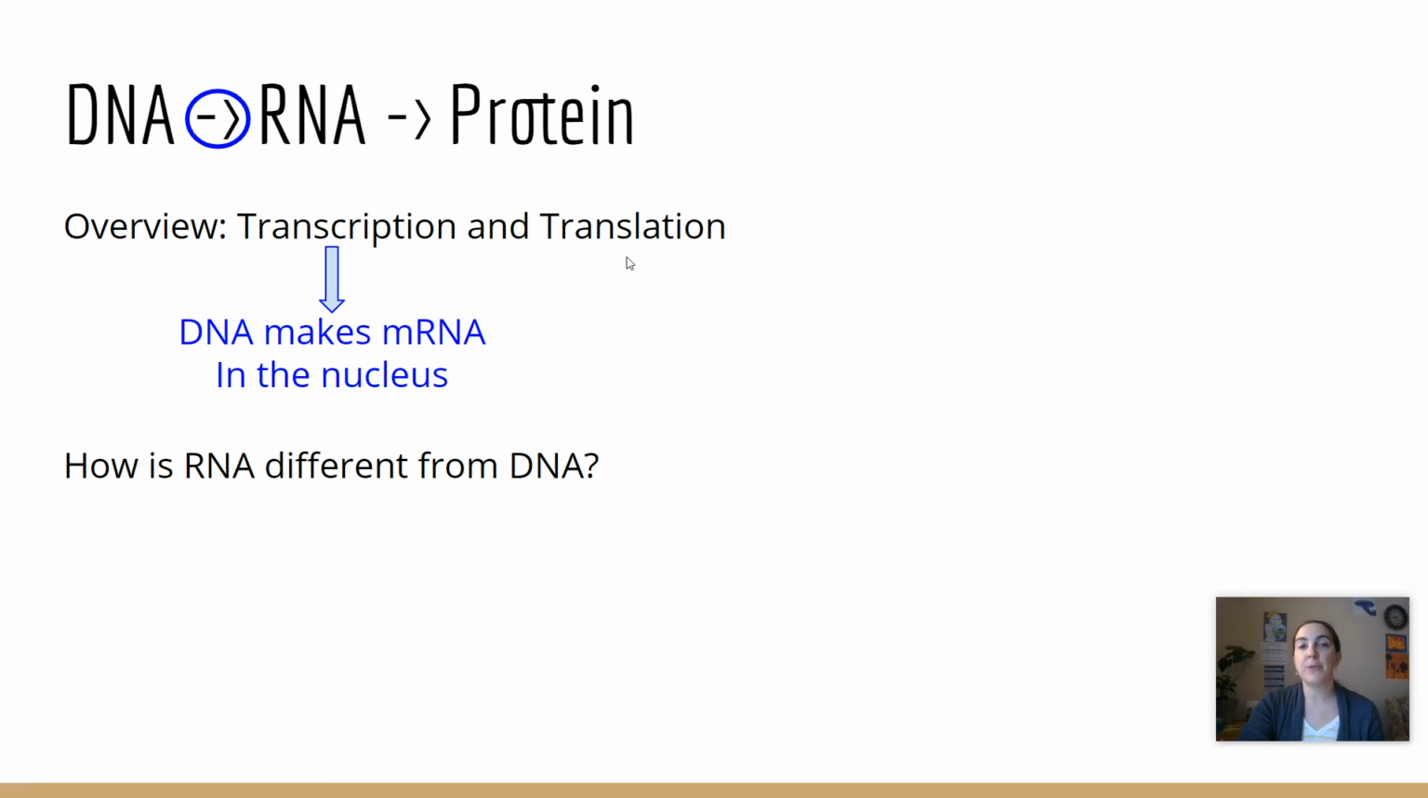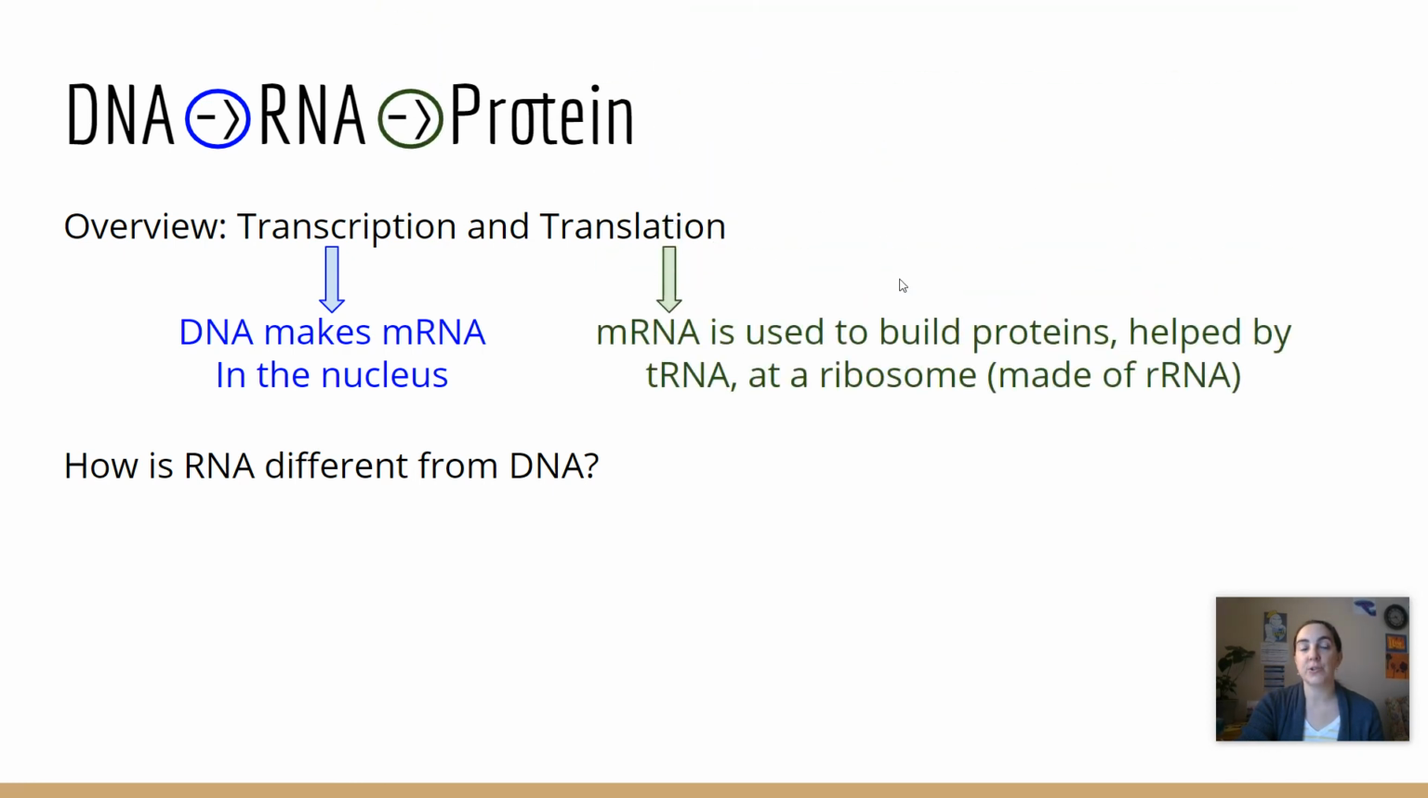The second half of the process is translation. So translation is the second arrow going from RNA to protein. That's when that messenger RNA is used to build the protein. And that's the part where transfer RNAs, those tRNAs, help out, and it happens at a ribosome, which is made of another type of RNA called rRNA, ribosomal RNA. So you can see there are three different types of RNA involved in this process.